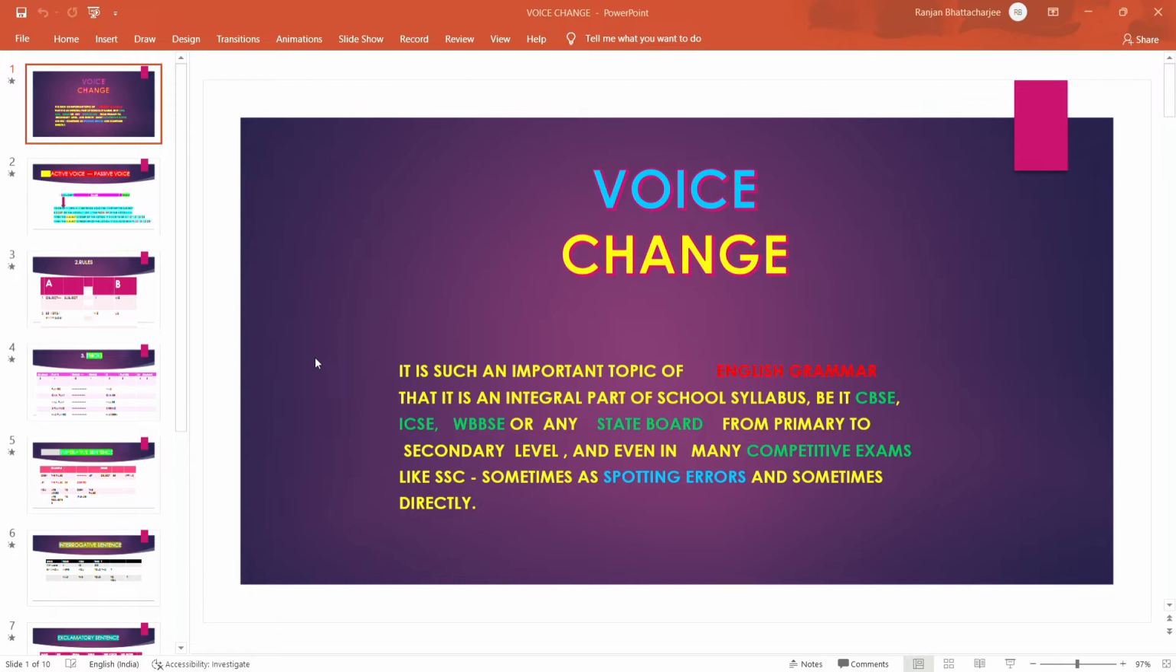Voice change, as you know, is one of the important topics of English grammar. It's an important part of the school syllabus, particularly of English language, and it becomes an integral part of the school curriculum, be it CBSE, ICSE, West Bengal Board of Secondary Education, or any state board, from primary to secondary level, and even in many competitive exams like SSC. Sometimes it comes in the form of spotting errors, correcting errors, or fill in the blanks, and sometimes directly as change the voice.